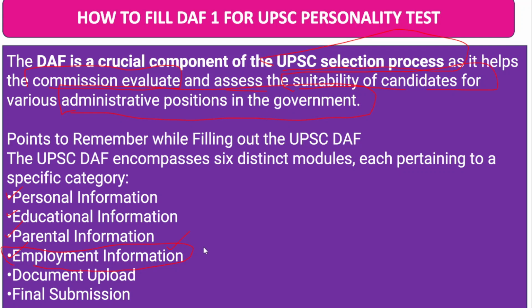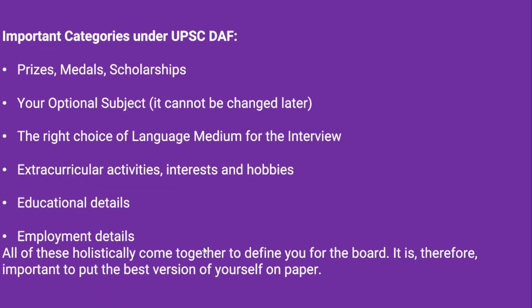Now after that, the documents have to be uploaded and finally submitted. All these phases will be done side by side. Okay, so what are the important categories that UPSC asks in the detailed application form? Now when you are filling the detailed application form, you mention your prizes, medals and scholarships, and your optional subjects.